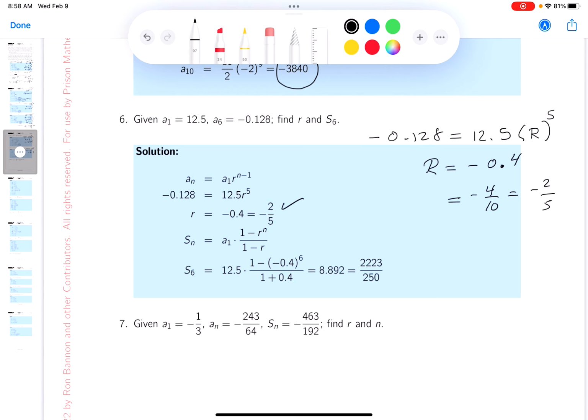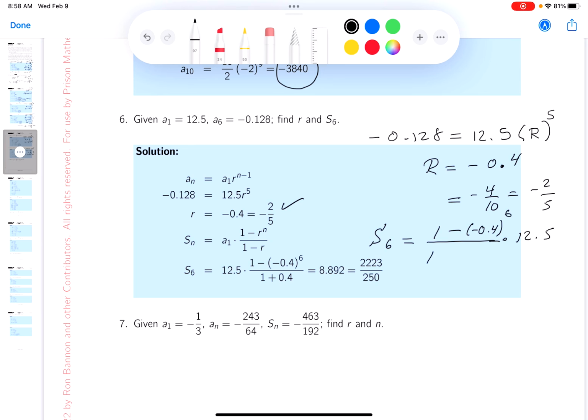Now let's do S6. S6, it's kind of nasty numerically, but you can write it down, and then maybe use a calculator to do that. I'll write this over here, and the A1, that's 12.5, right? And then it's going to be 1 minus, well, the R I determined to be minus 0.4. Let me write that down. And yeah, your calculator can handle decimal arithmetic. And that's going to be the sixth power.